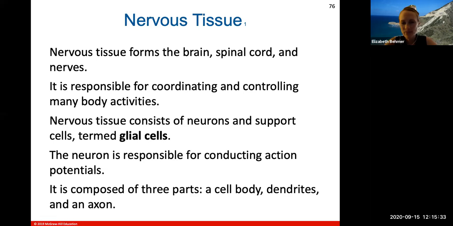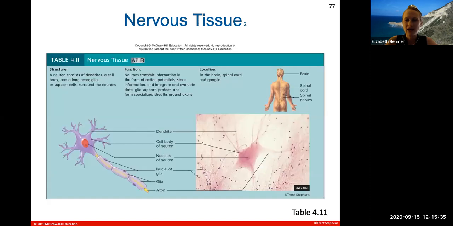It's composed of 3 parts: a cell body, dendrites, and axons. And this is a look at a neuron. On the right is showing nervous tissue. This is the tissue that makes up your brain, your spinal cord, your spinal nerves. Most of what's in nervous tissue are these beautiful neurons. The cell body is the center part that has the nucleus. The axon is the elongated part that sends the signal down, and the dendrites are finger-like projections that pick up the signal from other neurons.